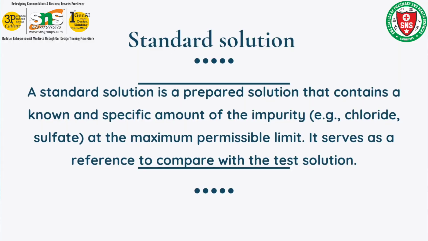So we will be using a standard solution here, and the standard solution will have some known amount of impurity, and that known amount of impurity will also produce turbidity, opalescence or color intensity. With the help of that standard solution, we are going to compare our test solution. So we can easily find out whether the impurities present in our sample are within the pharmacopoeial limit or not.